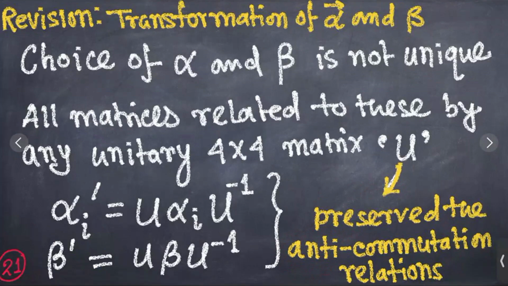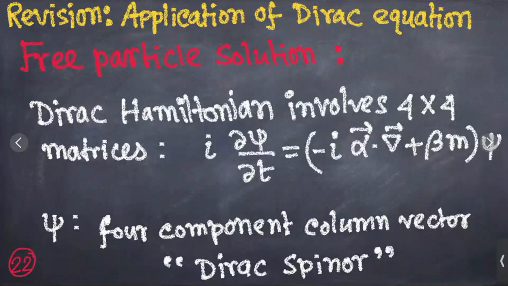Mathematically, when we represent a unitary transformation, as in quantum mechanics if you remember, you can take a matrix, make a transformation, and if you then apply the inverse, you should get back the original matrix. That ensures the anti-commutation relation between alpha and beta is preserved. We will come back to this later when we talk about the covariant form of the Dirac equation.